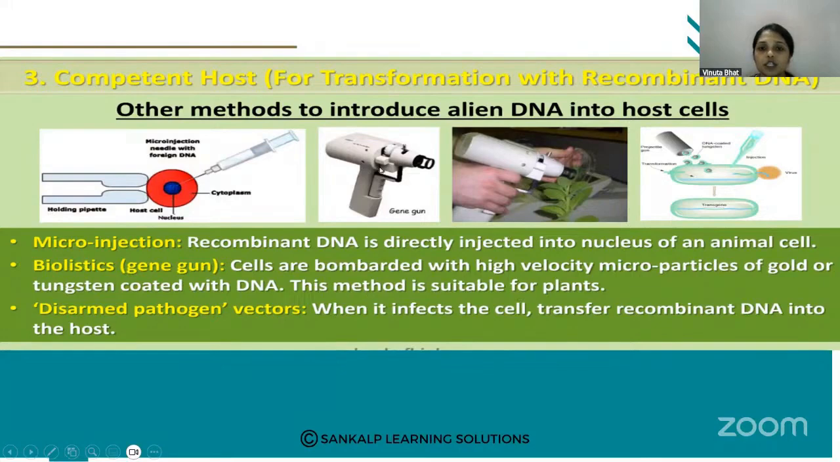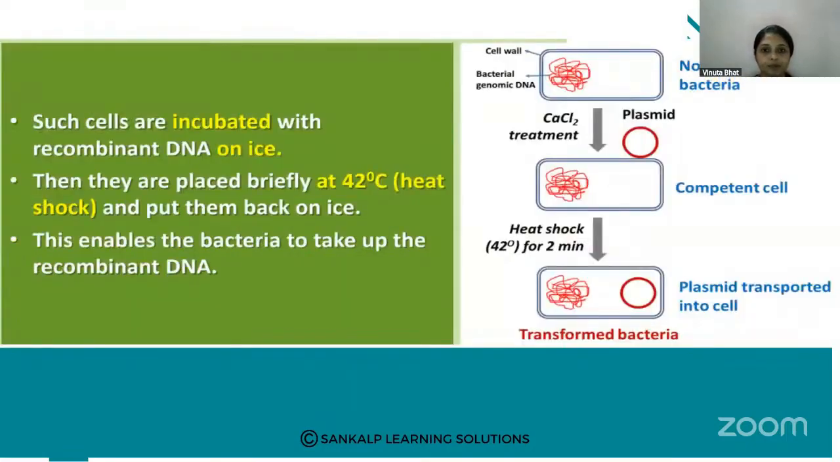So this is the gene gun method, where the cells are bombarded with tungsten or gold particles. Then disarmed pathogen vectors. When it infects the cell, it transfers the recombinant DNA into the host. So this is the disarmed pathogen method. Okay, so these are the other methods to introduce the alien DNA into the host cell.